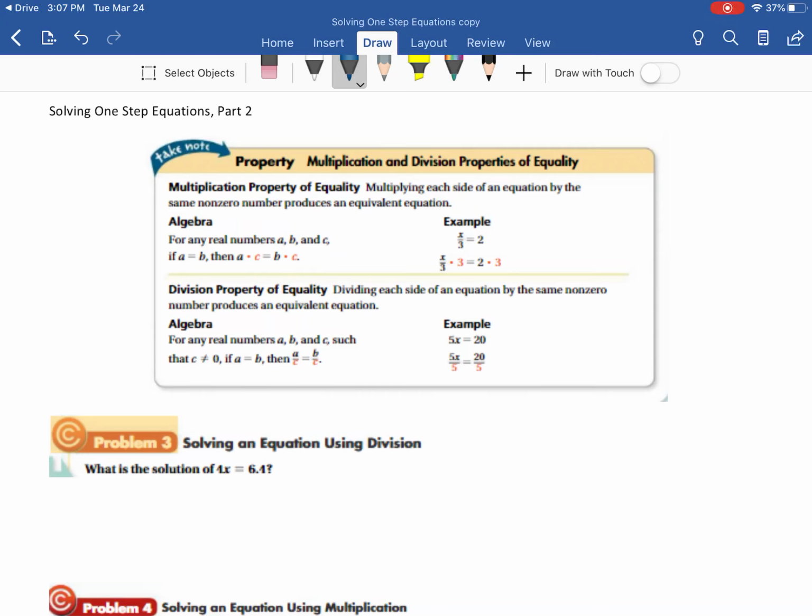All right, guys, this is part 2 of our solving one-step equations. Again, we're looking at how we can solve equations that involve just one step. In the previous video, we talked about the addition and subtraction properties of equality. Remember, adding and subtracting are inverse operations of each other. So in this video, we're going to look at multiplication and division properties.